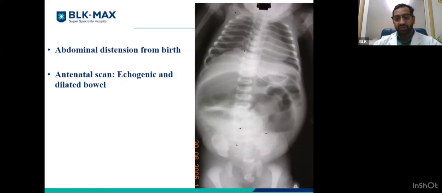But yes, if you correlate the child clinically and if you know the classical appearance of the X-ray of meconium plug, then you should be able to make a diagnosis.